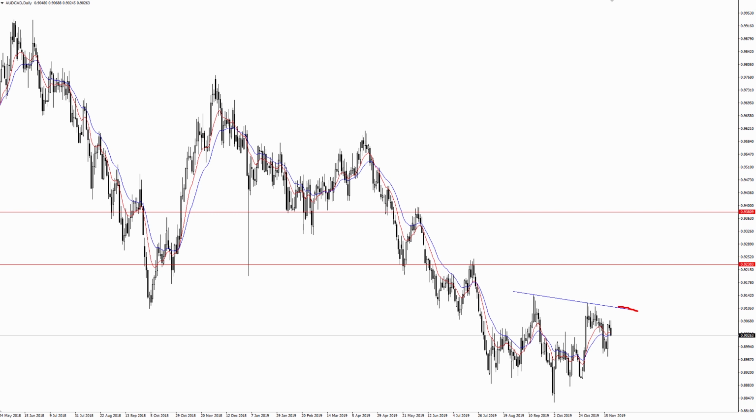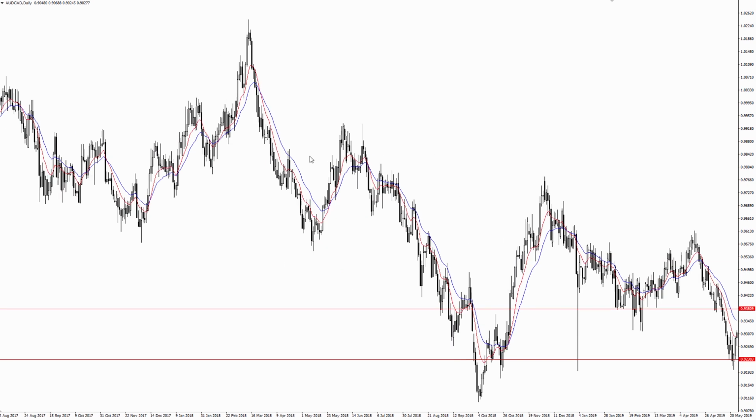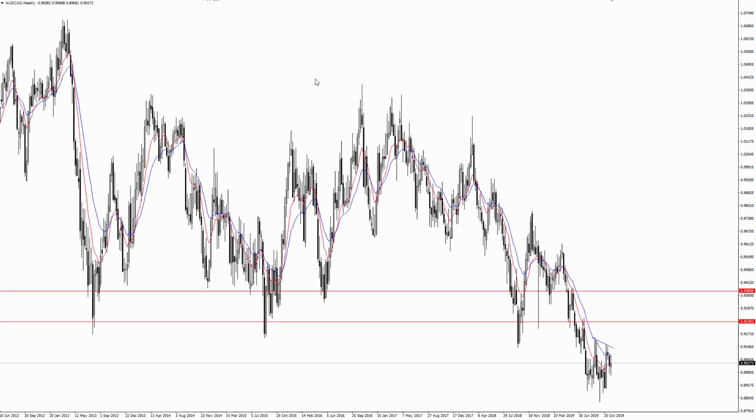So just to be clear, I am not bullish this pair, but I'm also not bearish at the moment. I'm neutral given the fact that, as I mentioned earlier, the pair is just moving sideways right now. And furthermore, the long-term downtrend here is still intact. So if we go out to a weekly time frame, notice how this downtrend is very much intact.